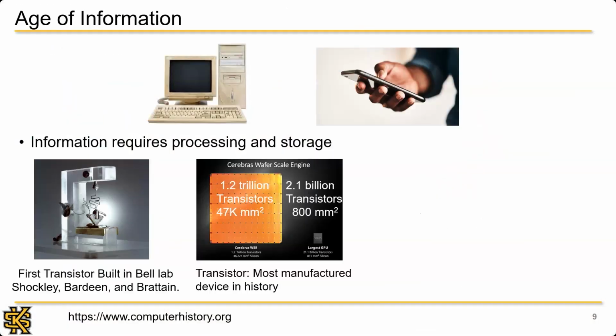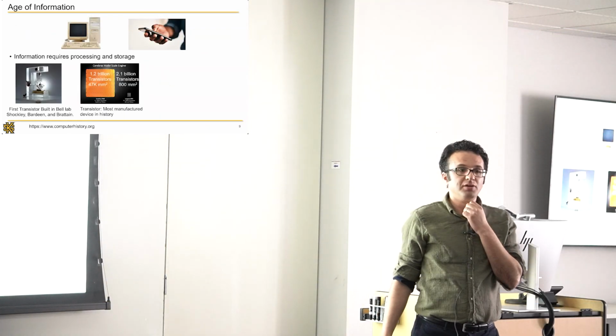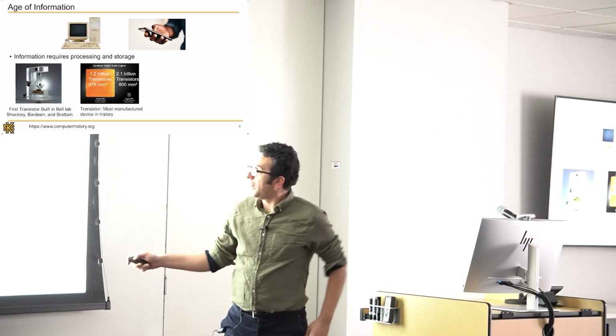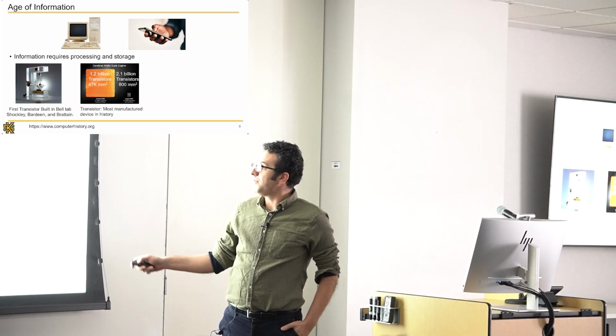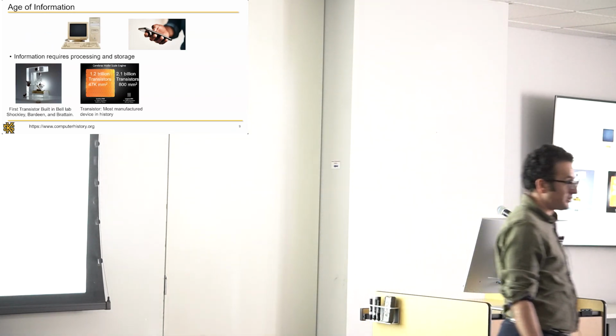What did we miniaturize? The transistor. This is the first transistor that was built in Bell Labs. It has the size of a toaster. Nowadays, in a typical processor, in 47K millimeters squared, you have 1.2 trillion transistors.